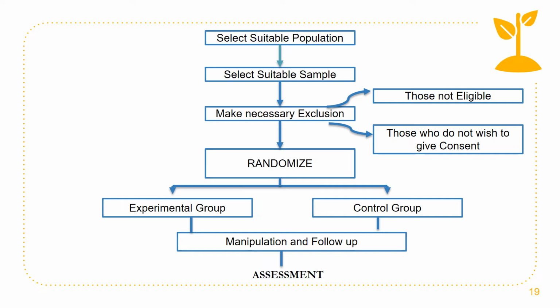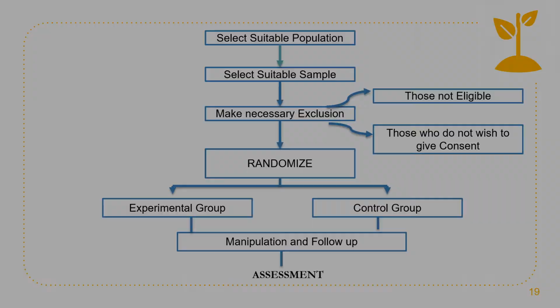So these are the steps: select suitable population, select suitable sample, make necessary exclusion, like inclusion and exclusion. This is not eligible, those who do not wish to give consent. So necessary exclusion you have to do. Then you have to allocate randomly into experimental group and control group. Then manipulation and follow-up, then assessment. So if you ask what is randomized control trial, you have to write this flow chart and with the explanation.